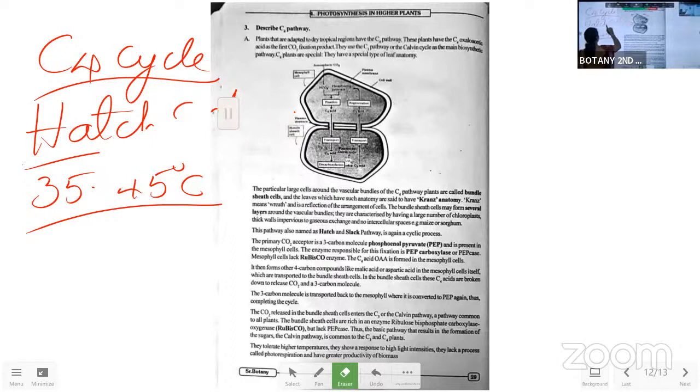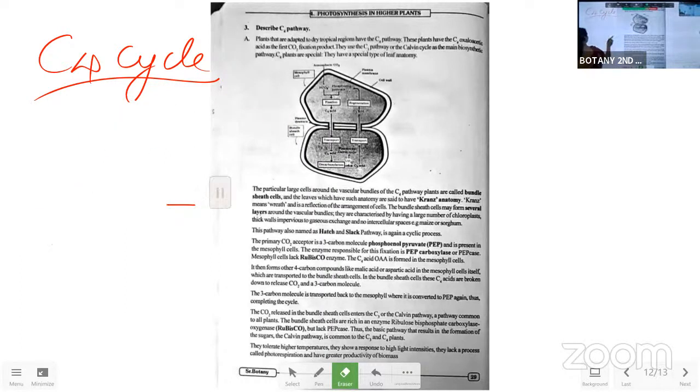Here we should not write all the differences that we learned in the previous question, the C3 and C4 differences. If you write that part, you will get only half a mark, because here we are talking about the cycle. You need to mention the steps present in the cycle, not the plant characteristic features that we discussed in the previous answer.